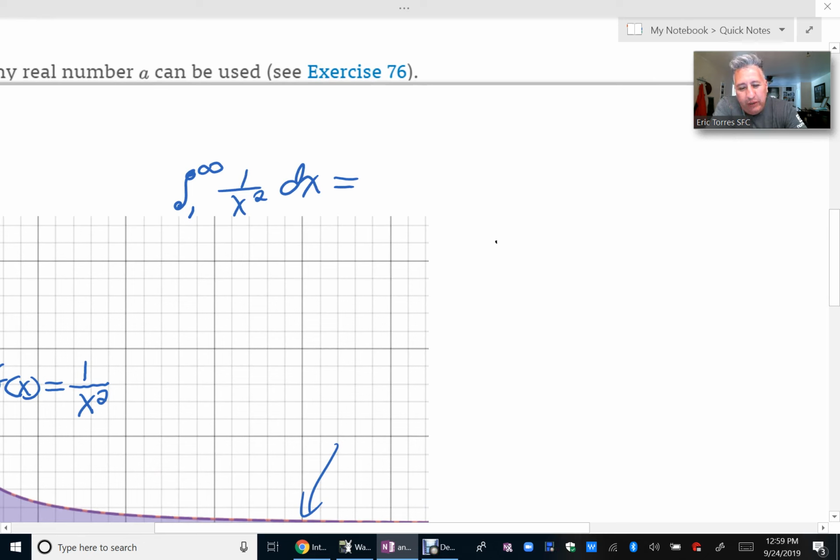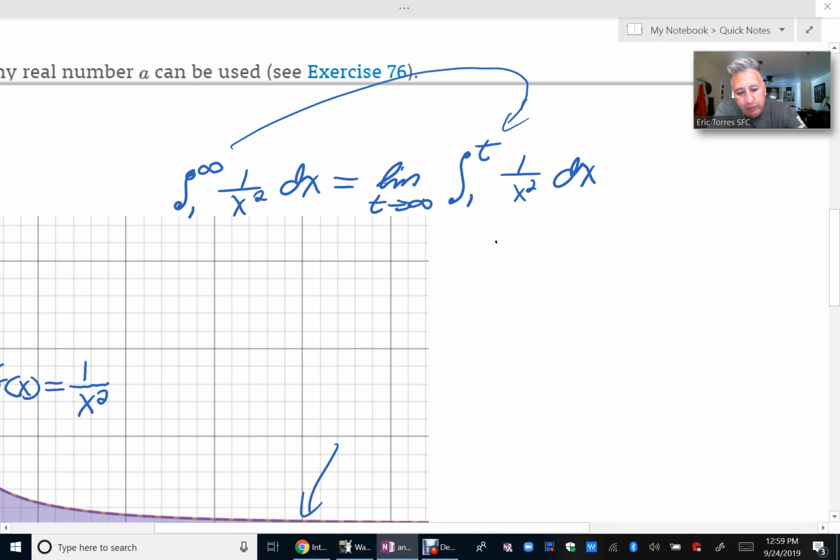Okay, so what I'm going to do here is redefine this as a limit as t approaches infinity, and now I'm going to integrate it from 1 to t, and it's still going to be 1 over x squared dx. So basically, notice I took out the infinity and I replaced it with a t, because now I'm describing this as a limit. So t is going to change values all the way till I approach infinity.